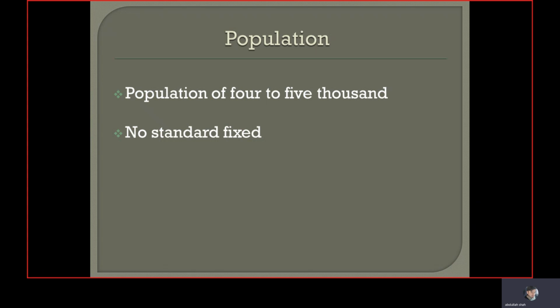What should be the population of a neighborhood unit? Well, for the population of a neighborhood unit, there is no standard fixed. However, a population of 4 to 5,000 persons is considered enough to support the facilities required, such as shopping center, schools, parks, and playgrounds.